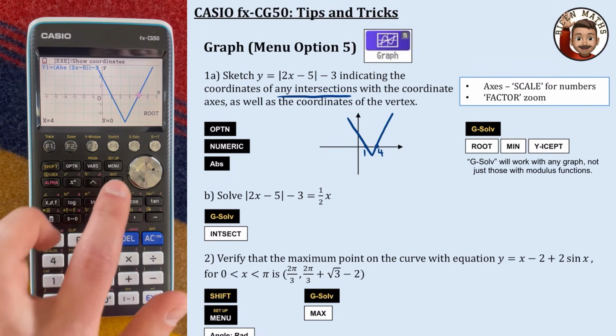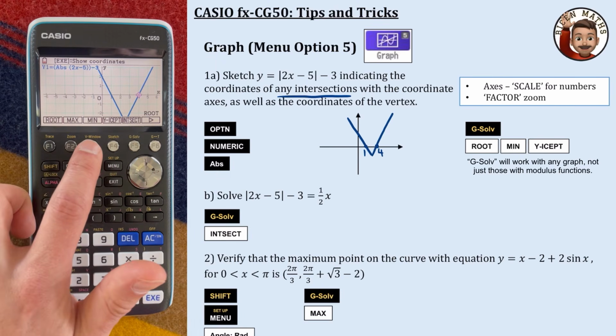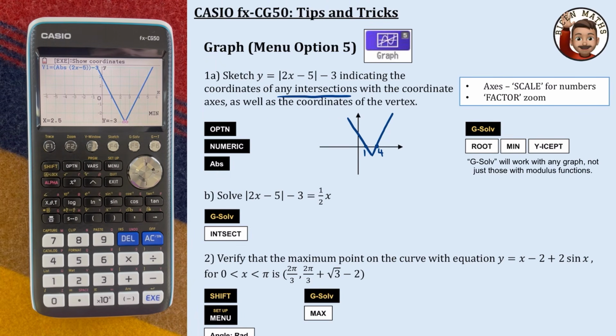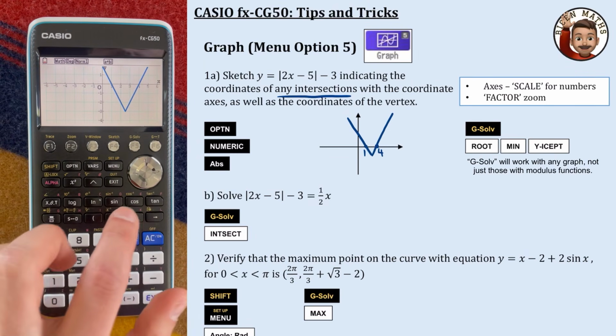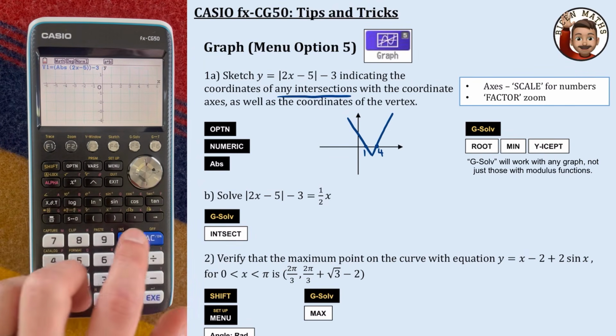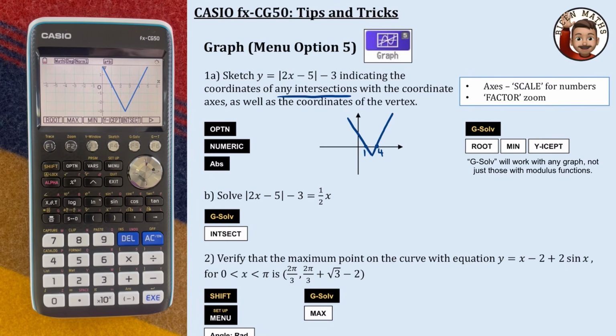Now, the other thing that you can do is use G-Solve to find the minimum, which is going to give us the vertex of this graph here. So you can also scroll around on the graph, and let's just quickly try that. So you can scroll up and down like this, G-Solve minimum. So the minimum value is (2.5, -3). So this coordinate is (2.5, -3).